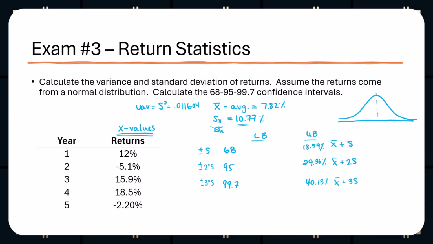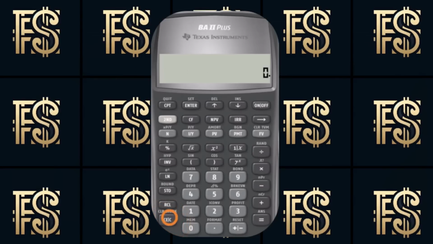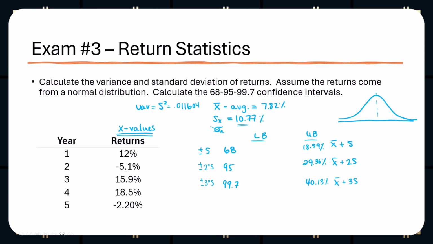Let me show you how I do this in the calculator. I'm going to take that 0.0782 and add 0.1077, and that is our first upper bound. Our next upper bound is another 0.1077. That's the 29.36. And last but not least, we'll add one more standard deviation to it, and we find that the 99.7% upper bound for the confidence interval is 40.13%.